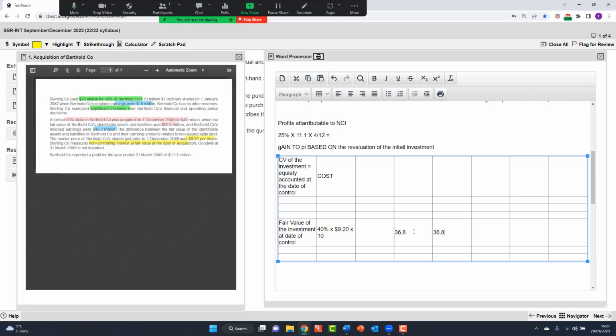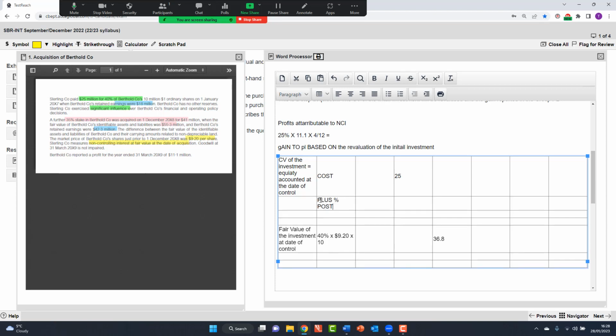And what is the initial cost of that investment? It's given to me in the question. I originally bought it for 25 million. And then I would add on to that the share of the post-acquisition. Now, equity accounting means bringing in your share, which is 40% of the increase in the retained earnings, the profits.